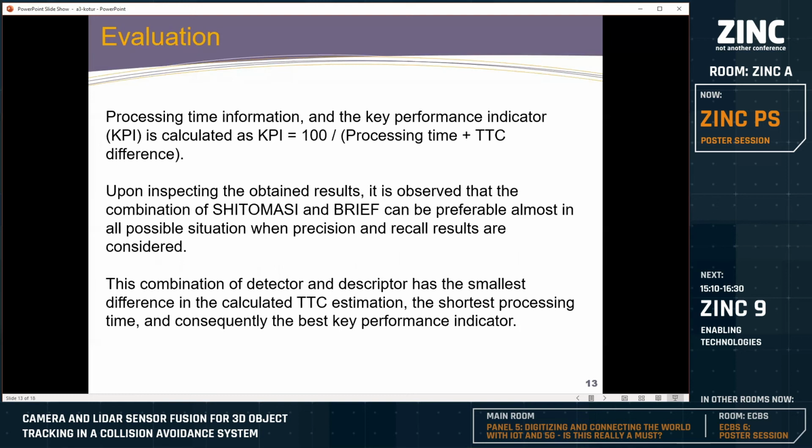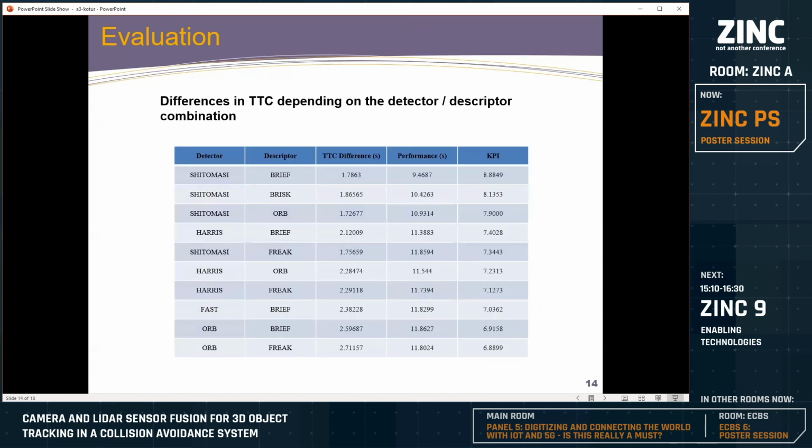So what is measured is the processing time information and the key performance indicator. Upon inspecting the obtained results, it is observed that the combination of Shi-Tomasi and BRIEF can be preferable almost in all possible situations. This combination of detector and descriptor has the smallest difference in the calculated TTC estimation and the shortest processing time, and consequently the best key performance indicator. Here you can see different detector descriptor combinations and the median difference in TTC estimation.